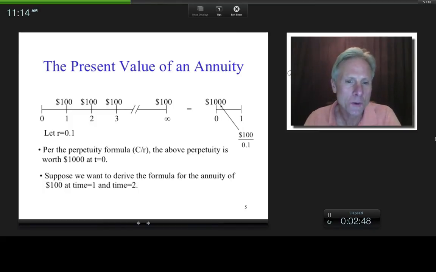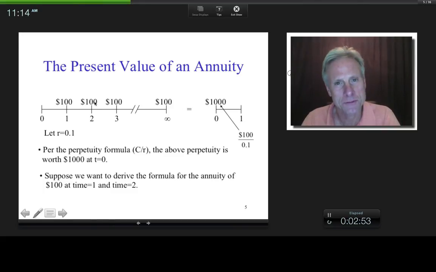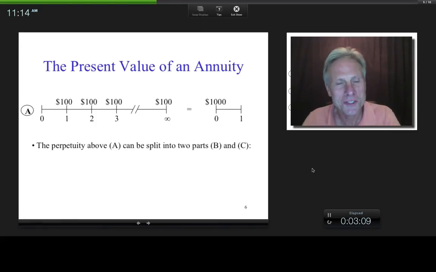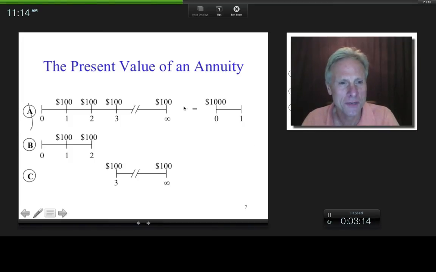Now let's say we want to derive the formula for an annuity, and let's say these first two cash flows. If all I had was these first two cash flows, would that be an annuity? It would: equal cash flows between equal time periods over a finite period of time, in this case just 2 time periods. So I'm going to call this whole perpetuity line A, and I'm going to split it into 2 parts, B and C. Specifically, B is going to be these first 200s right here, and then the line continues down here at C. All of these remaining cash flows will go right there.